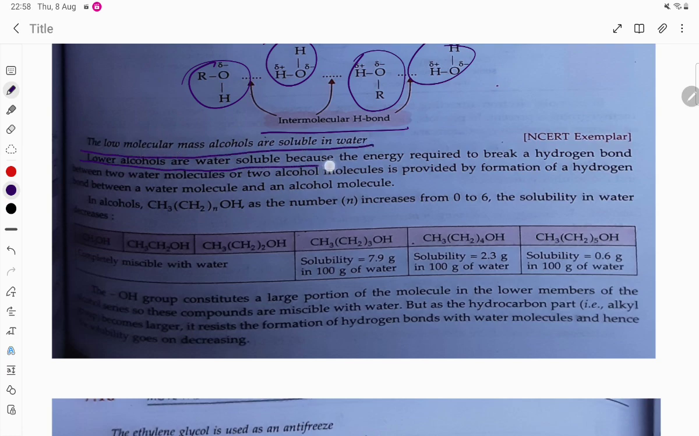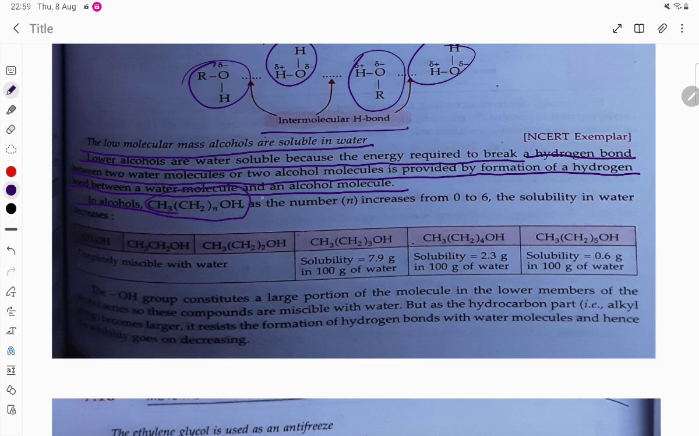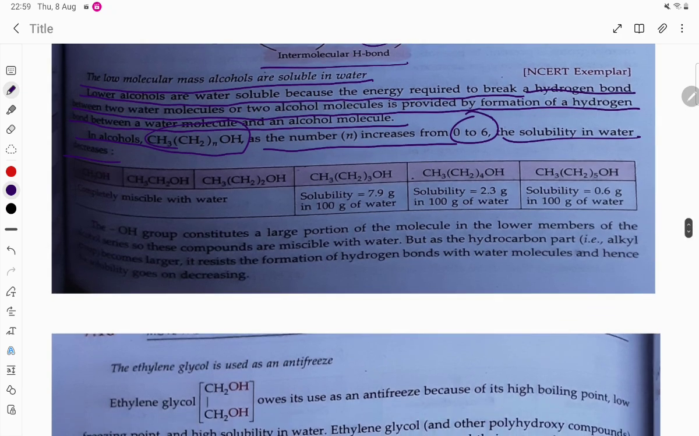Lower alcohols are water soluble because the energy required to break hydrogen bonds between two water molecules or two alcohol molecules is provided by the formation of hydrogen bonds between water molecules and alcohol molecules. That is why they are soluble. As the number of carbons increases from 0 to 6, the solubility in water decreases. Lower members are miscible, then higher members have solubility of 7.9 gram in 100 gram, then 2.3 gram in 100 gram, then 0. So as the number of carbons increases, solubility decreases.